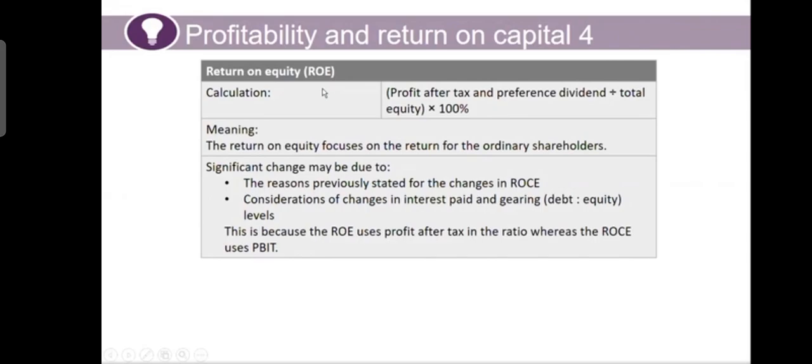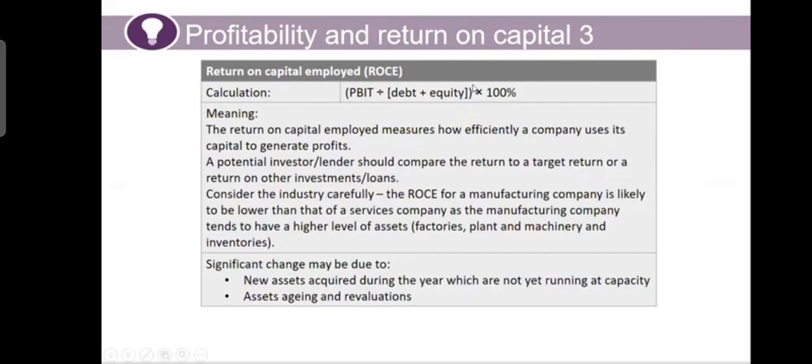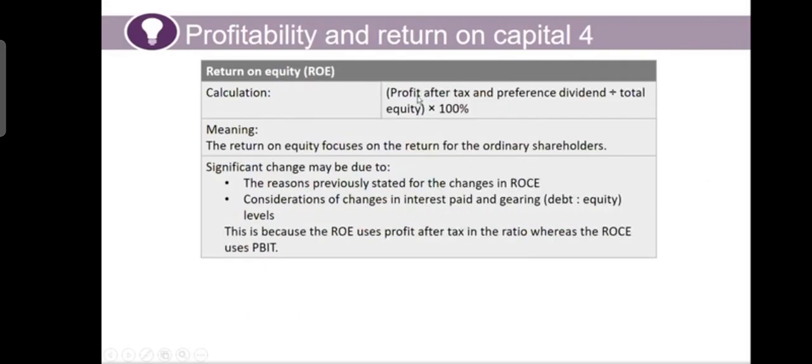Then you calculate return on equity, ROE. Again, the formula is PBIT divided by total equity into 100. So in ROCE, you calculate PBIT over debt plus equity, both. But in return on equity, you use the same PBIT, but divide it by only equity, not the debt. And return on equity focuses on the return for the ordinary shareholders. Significant change may be due to the reasons previously stated for changes in ROCE, and considerations of changes in interest paid and gearing, debt equity levels.